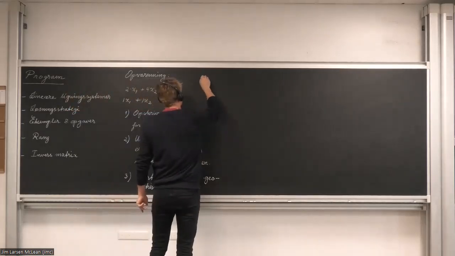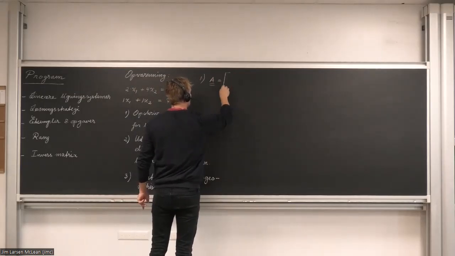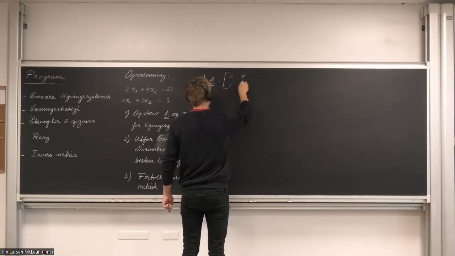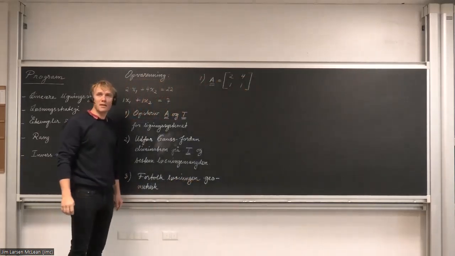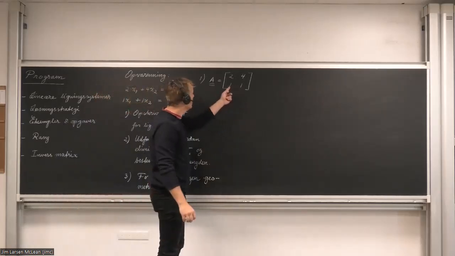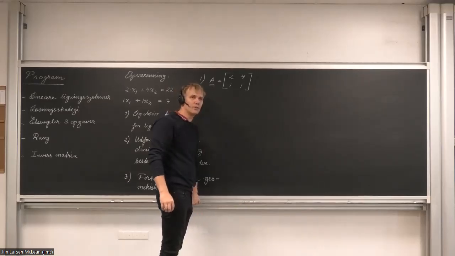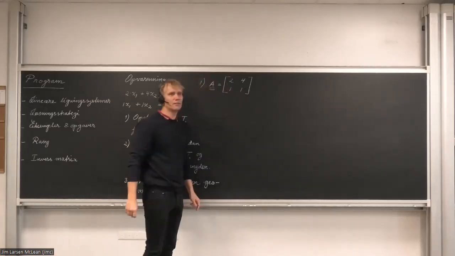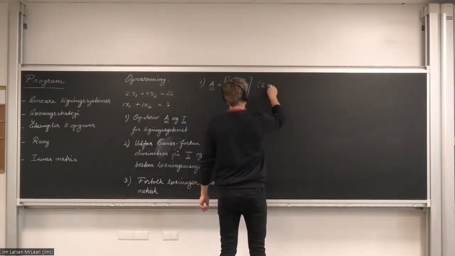If we start from the beginning, I can write down the coefficient matrix for this linear equation system. It is 2, 4, 1, 1. And such a thing is called a matrix. It is just a rectangular table of numbers. You describe its size by indicating the number of rows and columns. Here, there are 2 rows and 2 columns. So we call it a 2 by 2 matrix.